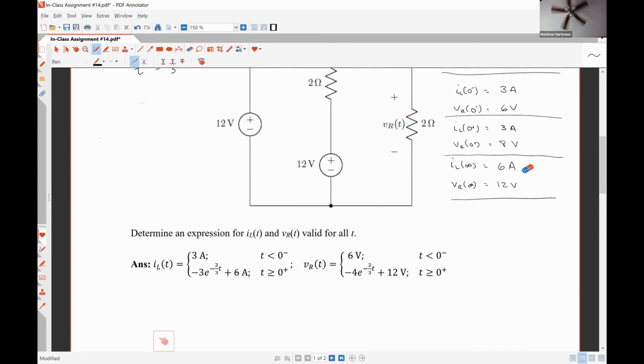We can go through the resistor voltage in the same way. This 6 matches this 6. 8 minus 12 gives us this -4. The 2/3 comes from the same thing. And the VR at infinity of 12 volts also matches up. So we did everything correctly.